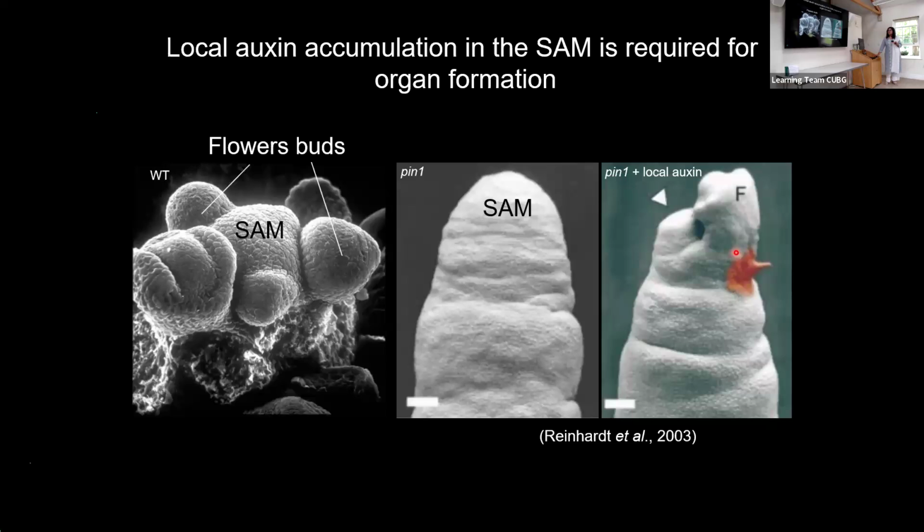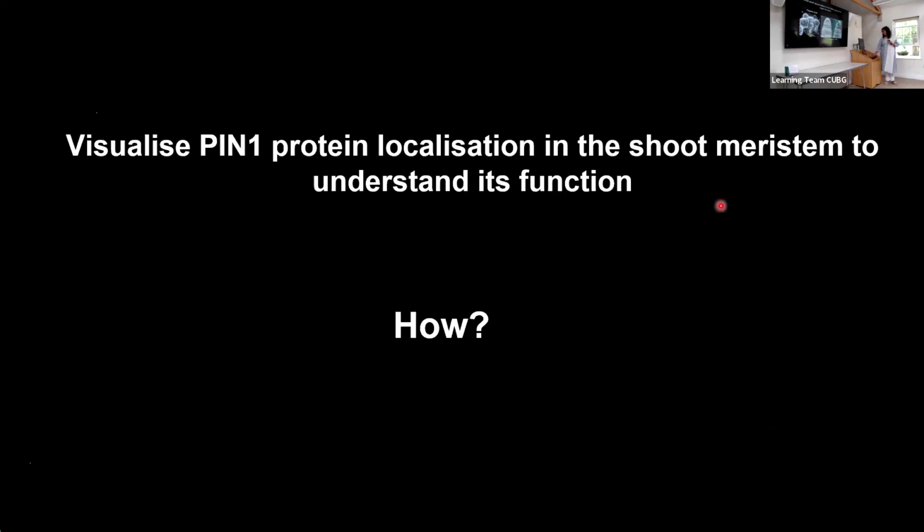So this experiment led to a very important discovery: that local auxin accumulation at the SAM is required for regular organ formation. Now, how would that happen? Because the pin mutant does not form flowers, and it formed flowers upon local auxin accumulation, it suggests that this plant has a problem in concentrating auxin locally, which means that this protein called pin1, which is not functioning in this mutant, might be playing a role.